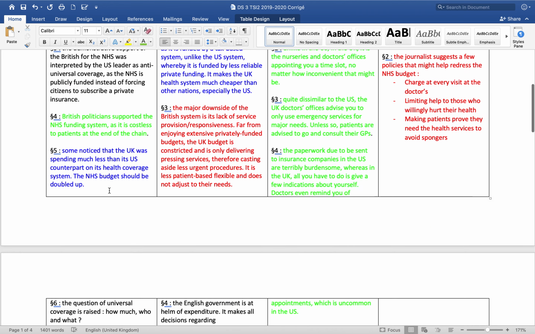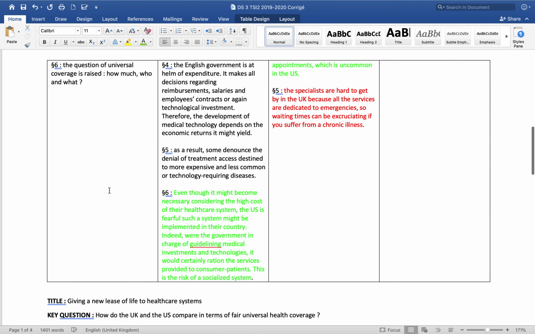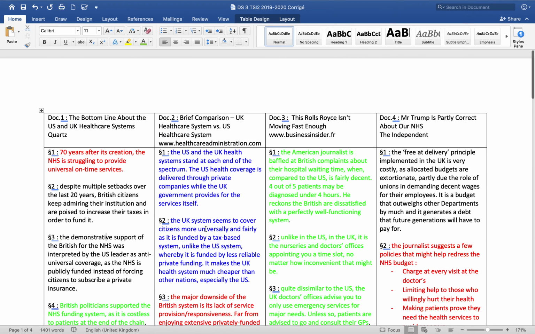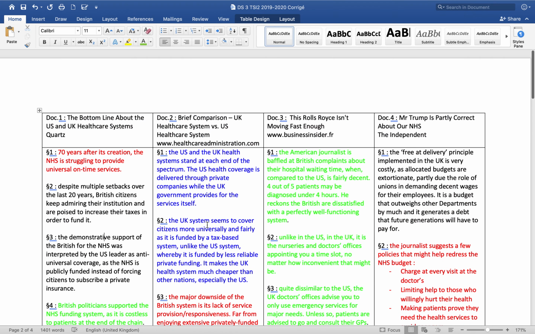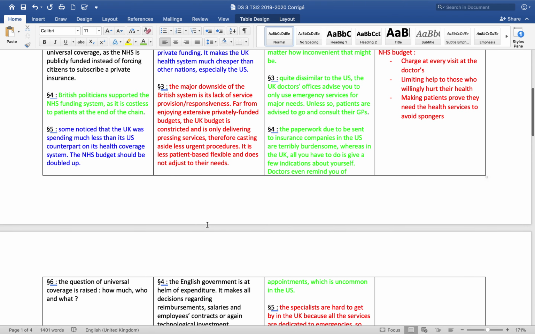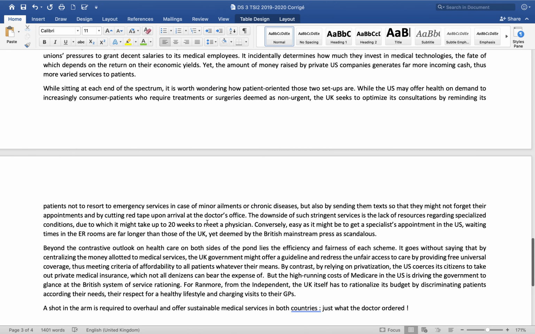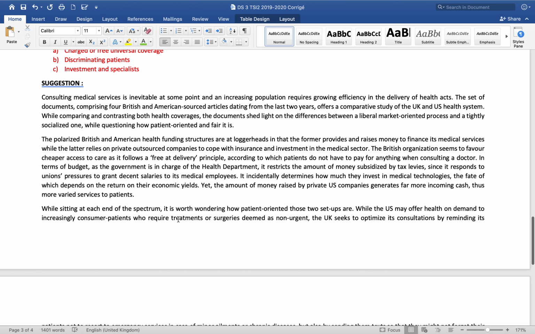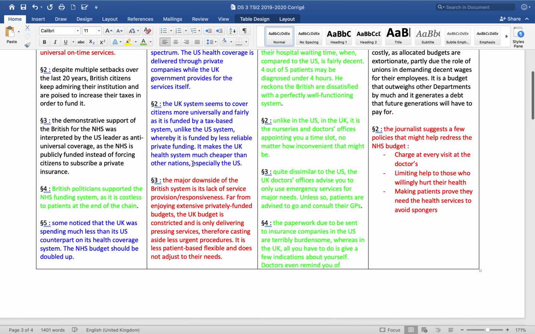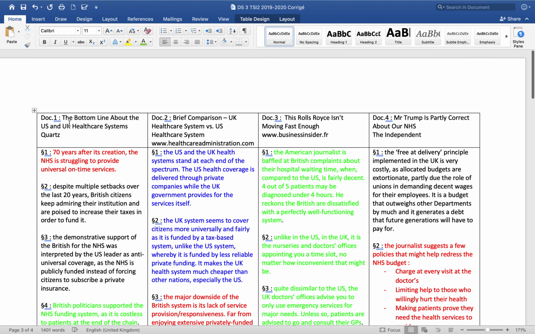Right, so I'm going to go quickly through the main elements of each document. So I'm not going back to the text. I'm starting straight from my table, and I will then let you know how I organized my plan, and I'm going to go through the synthesis because there are a few bits and bobs that I would like to comment upon. So the first text was about the bottom line about the US and UK healthcare systems. The bottom line is that it's the basics, okay, the basis of those systems.